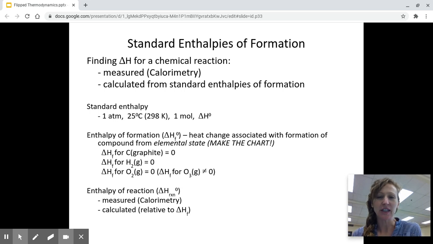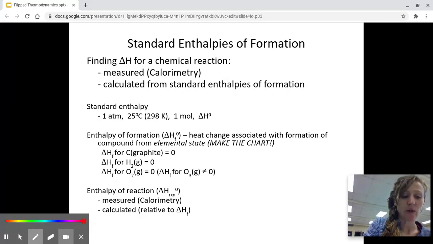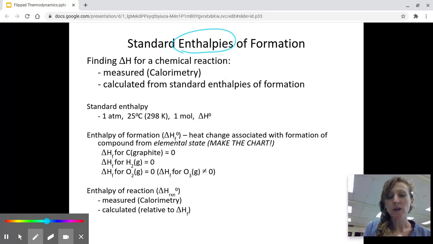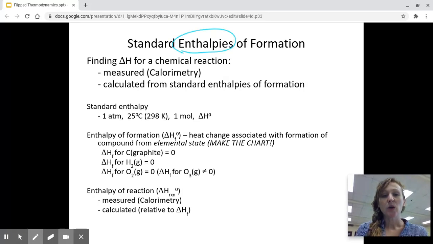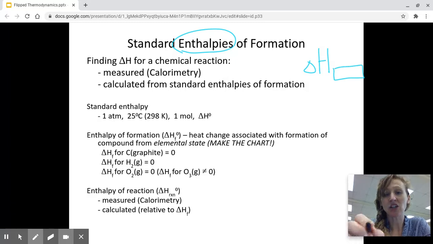Hey y'all, we're going to finish the last topic in chapter 6. So it's actually not a new topic. It's just a specific example of a topic we've already talked about. And so this is enthalpy of formation. So we're still talking about enthalpy. We're talking about enthalpies of a specific reaction. So if we were to write this, it would be delta H, just like we've been talking about all along, but it's for a specific reaction, and the reaction is a formation reaction.